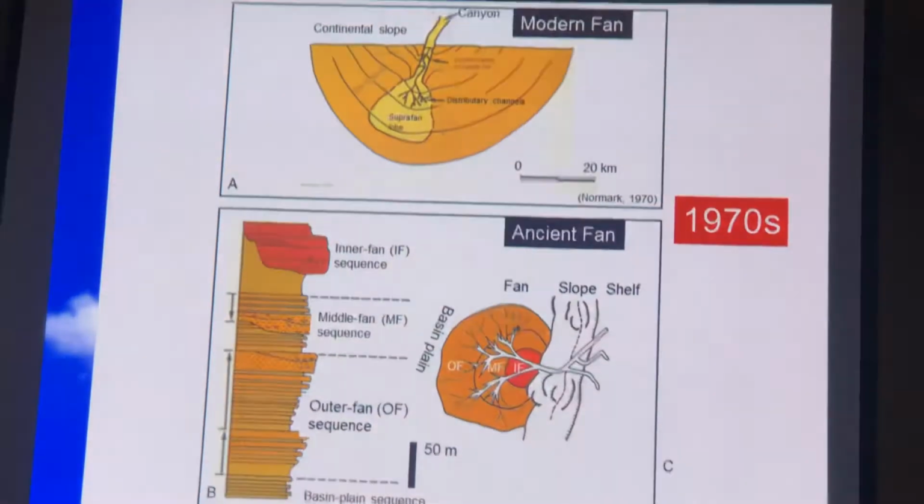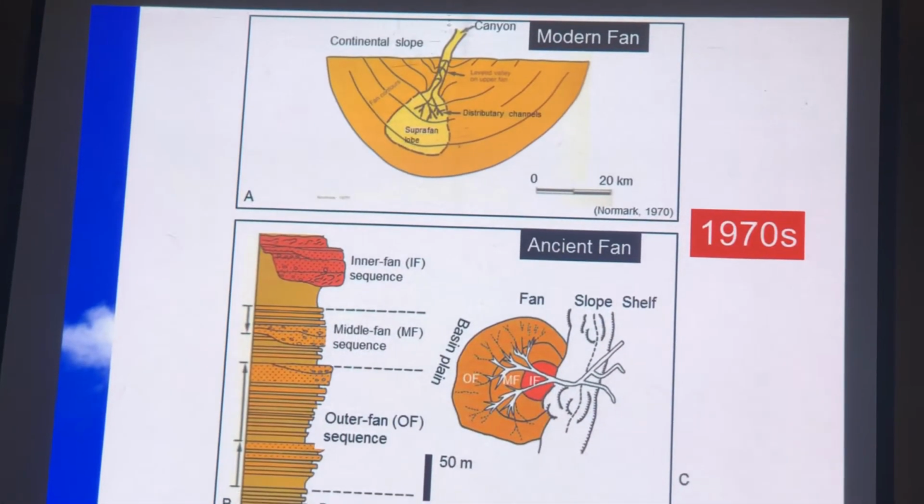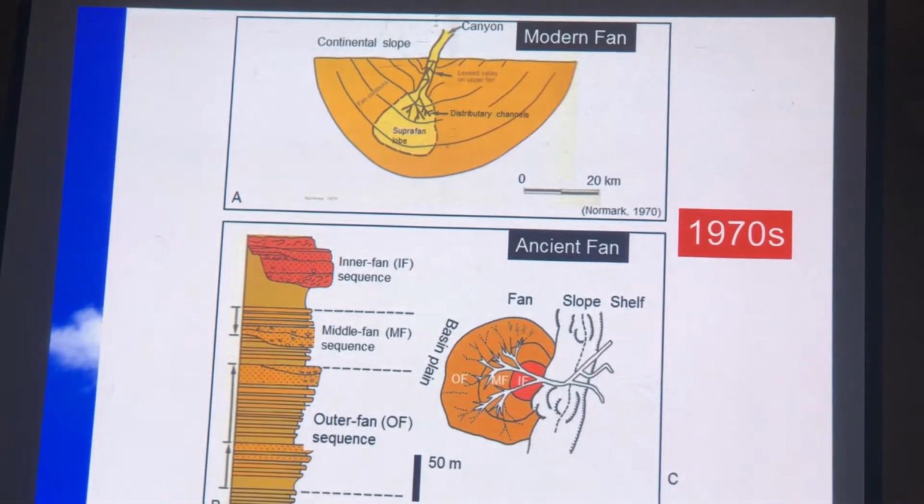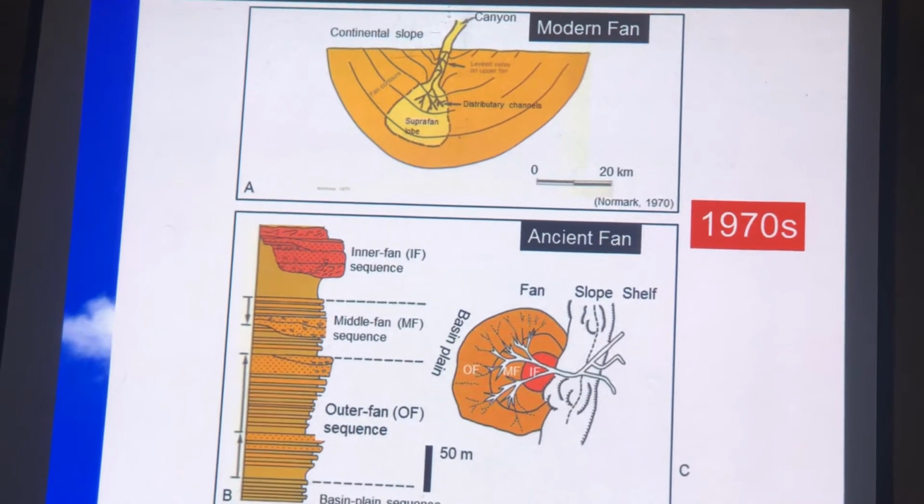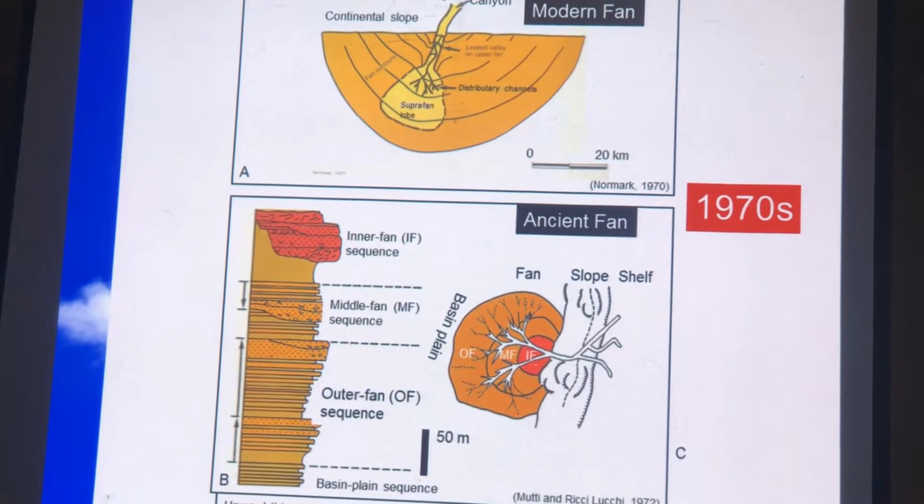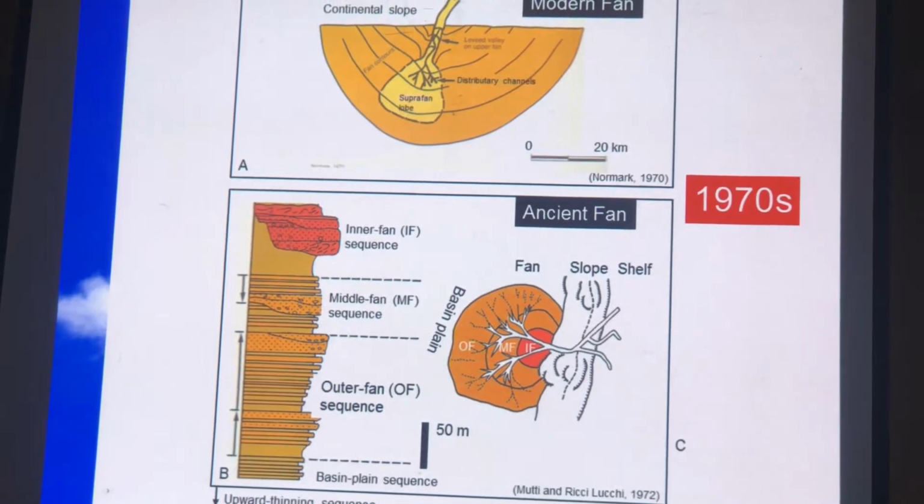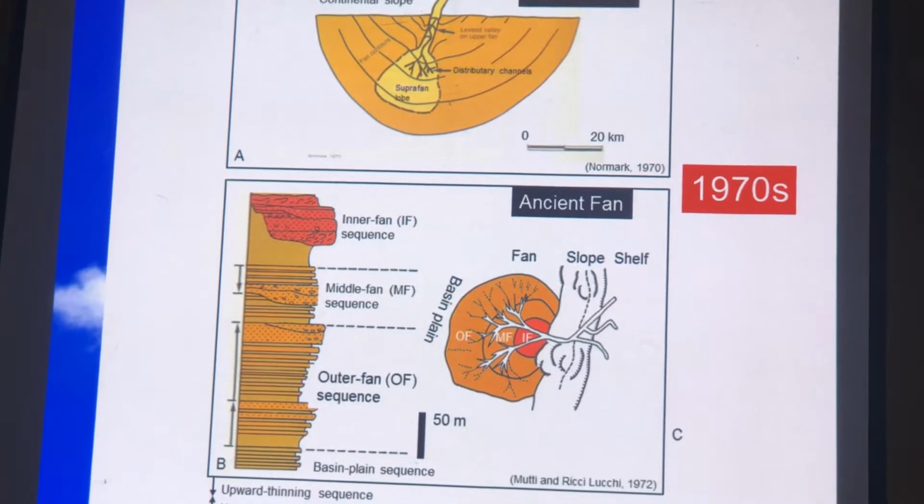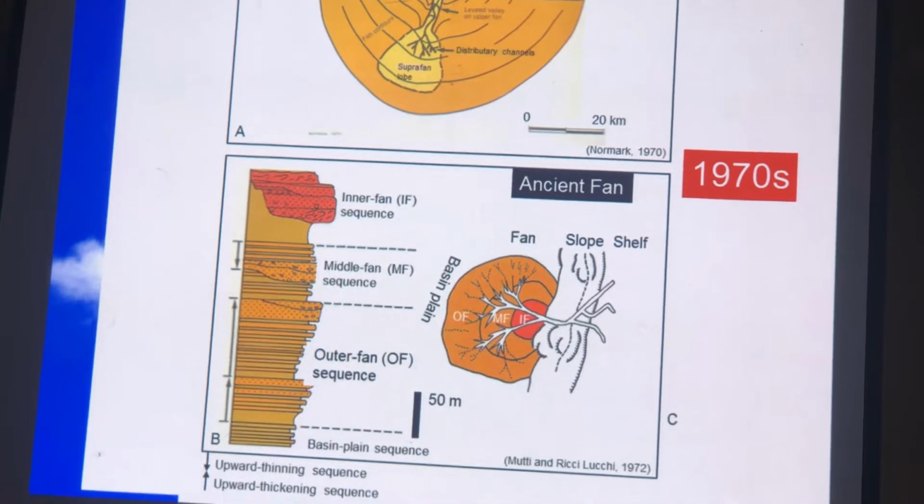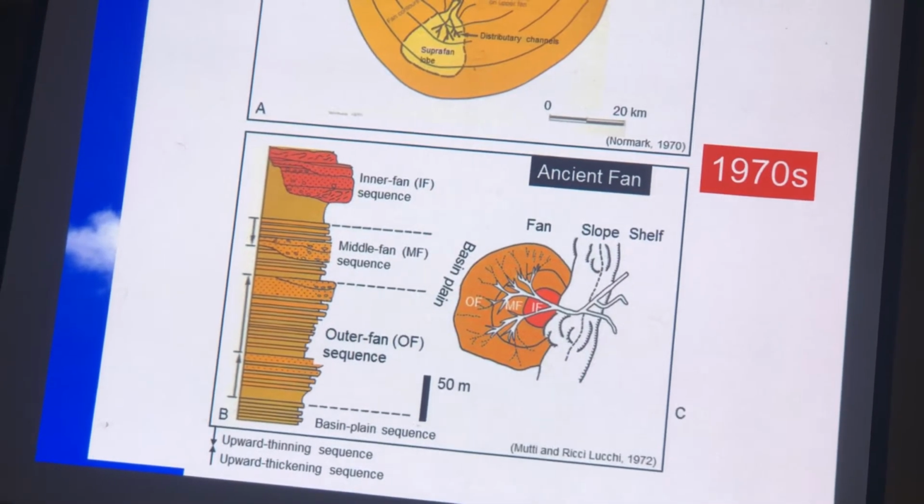The other two people are Bill Normark and Emiliano Mutti. Bill Normark is the one who published the modern fan model. Mutti was the one who published the ancient fan model, inner fan, middle fan, outer fan, and so on. This is all happening in the 1970s. At that time, everything was a turbidite.